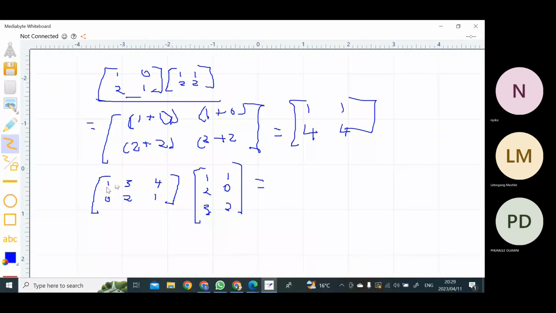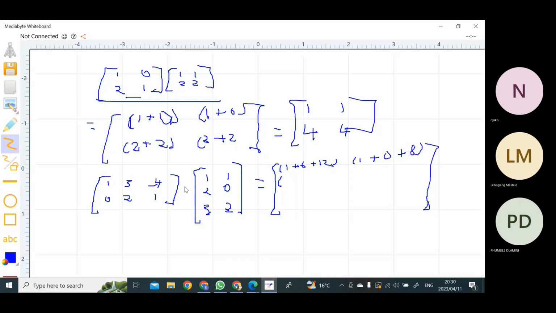You're going to say 1 times 1 is going to give you 1. This is 3. 3 times 2 is going to be plus 6. Then 4 times 3 is going to be plus 12. Close brackets. When we want to come to the second row, it's still the same. 1 times 1 is going to be 1. 3 times 0 is going to be plus 0. 4 times 2 is going to be 8. This 4 here, you multiply with this one.